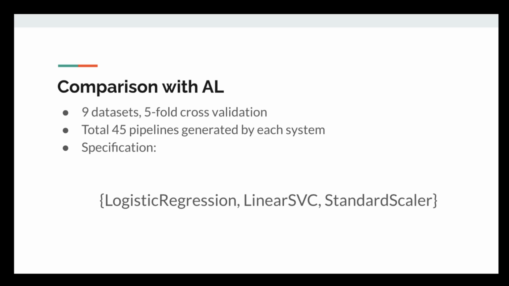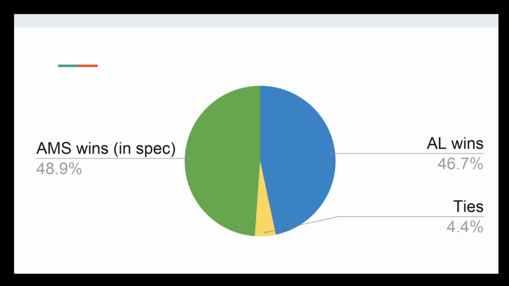To evaluate this, we carry out the following experiment. We use 9 datasets and 5-fold cross-validation to generate a total of 45 pipelines for AMS and AL. And we provide this user specification: logistic regression, linear support vector machine, and standard scaling. So now here we can see that AMS and AL have roughly the same amount of wins, and there are a small number of ties.